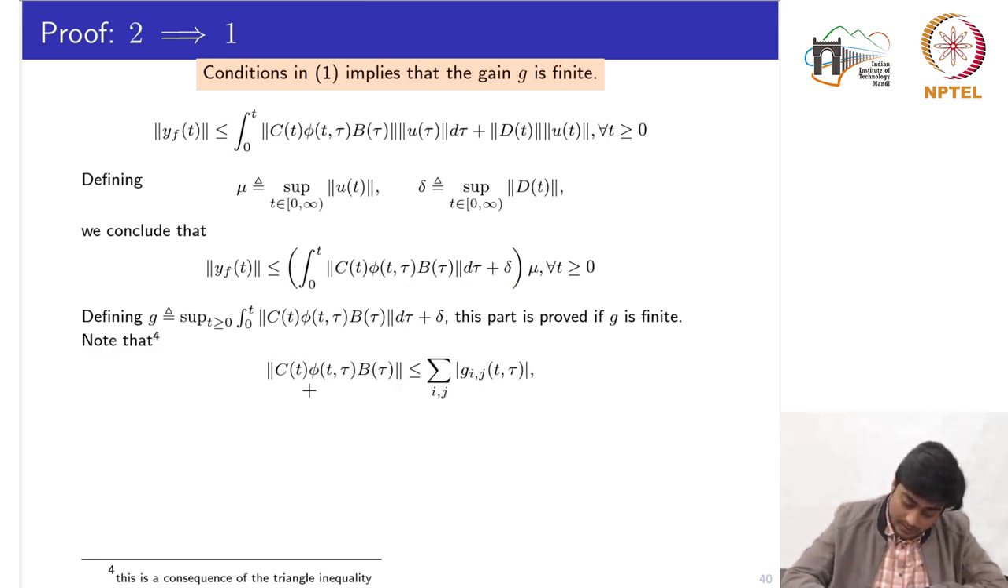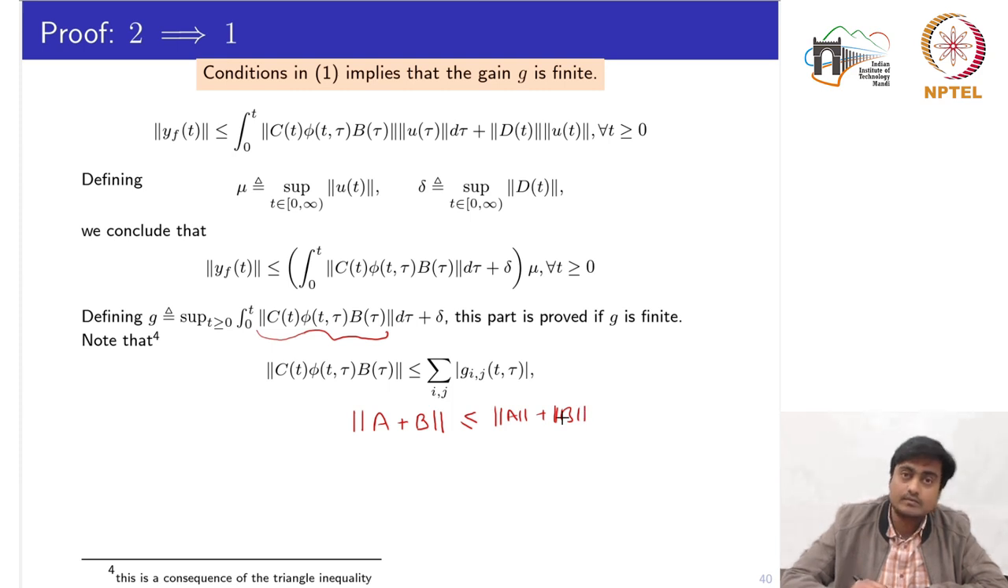So note that the norm of this complete entity is less than or equal to the summation of the absolute value of Gij t comma tau, and this comes from the triangular inequality. This triangular inequality says that the norm of the summation of two matrices is less than or equal to the summation of their individual norms. Right? So this is a fact.